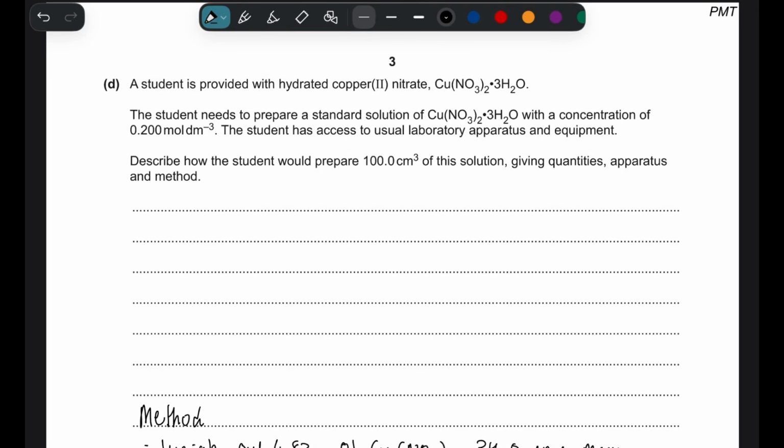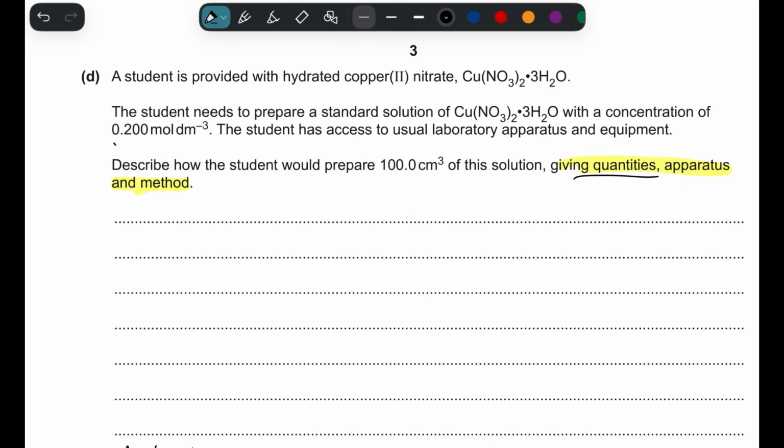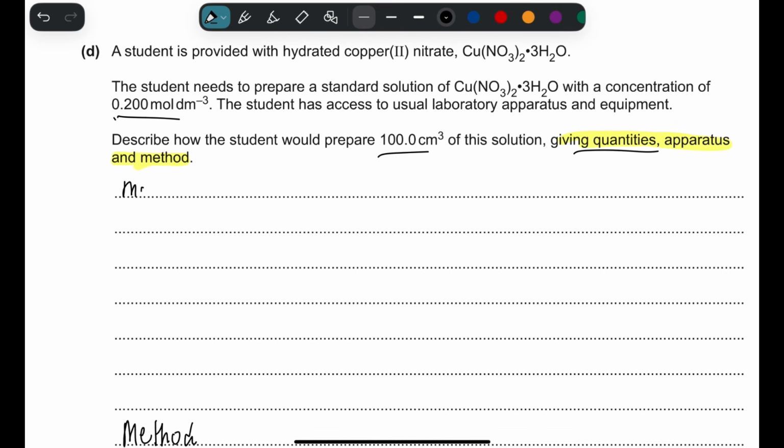Okay, so for these type of questions, after you've read it, realize that when it says given quantities, apparatus, and method, specifically the quantities, it means that it wants you to do a calculation. So we're going to need to calculate how much copper we need for this process. I've got the concentration, I've got the volume that we want. To get the mass, we need to know that moles is equal to concentration multiplied by volume. So we're going to do that.